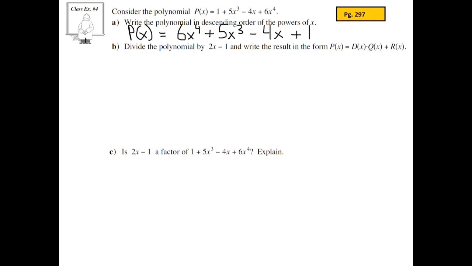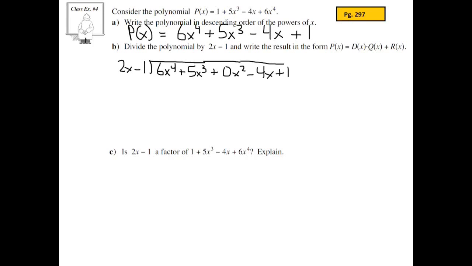So we have to divide this by 2x minus 1 and write the result in the form p of x is equal to d of x times q of x plus r of x. So we've got 2x minus 1, and that's going to be dividing 6x to the power of 4 plus 5x to the power of 3 plus, well, we can't have 4x yet because there's no x squared, so you have a placeholder. It's going to be x squared with a 0 as a coefficient. Then you're going to have minus 4x plus 1.